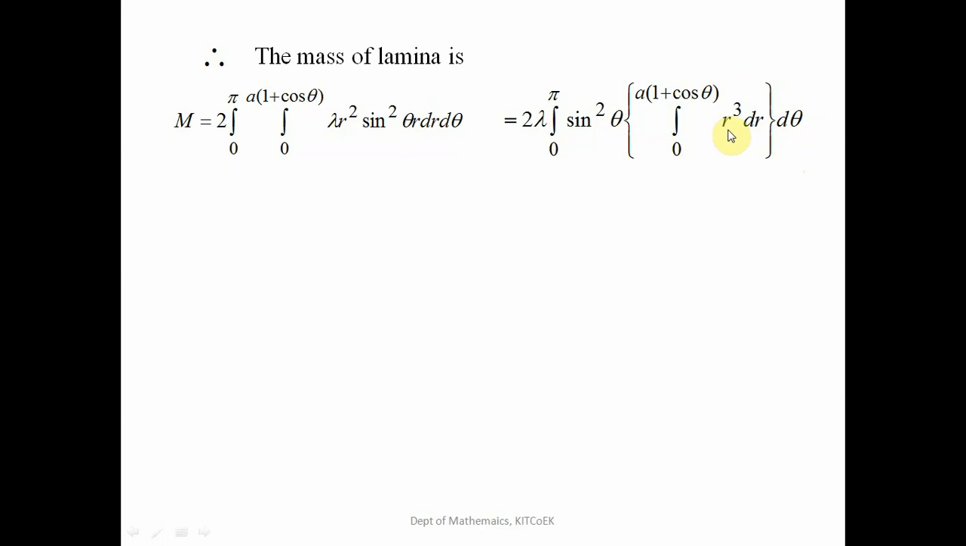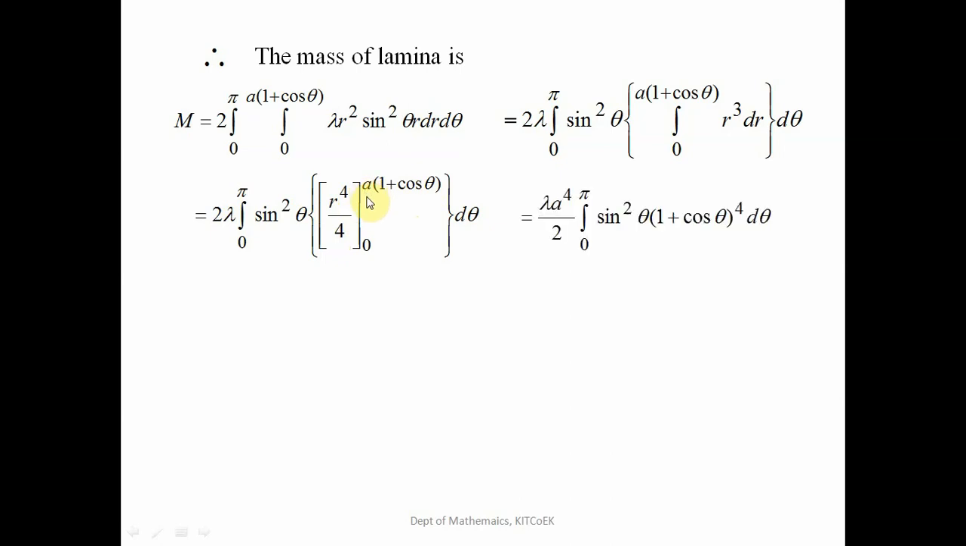So integration of r cube is r raised to 4 by 4, lower limit 0, upper limit a into 1 plus cos theta. This constant multiple 1 by 4, if we take it outside, it will become lambda by 2, and then substitute the limiting values. So upper limit r is to be replaced by a into 1 plus cos theta, lower limit 0, so that it will become a raised to 4 into 1 plus cos theta raised to 4.